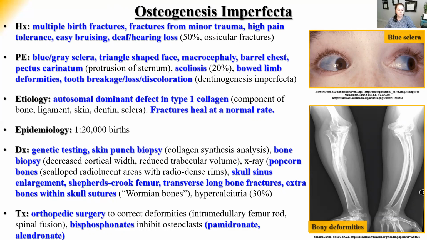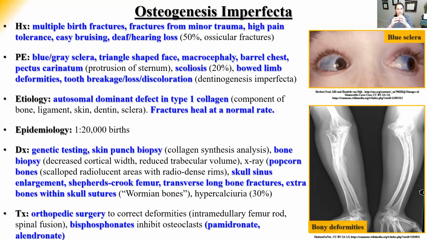Testing for this, genetic testing is definitive. A skin punch biopsy will look at the collagen and they'll do a synthesis analysis of the collagen. On bone biopsy, you'll see a decreased cortical width, reduced trabecular volume. On X-ray, some findings, and here are some good exam questions.